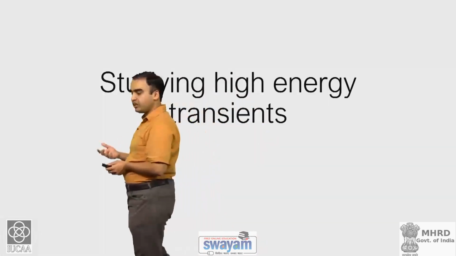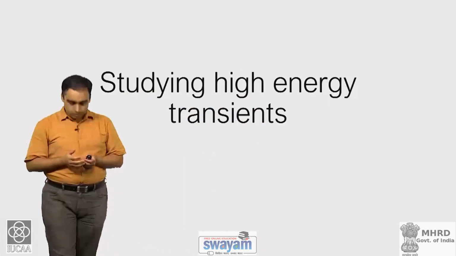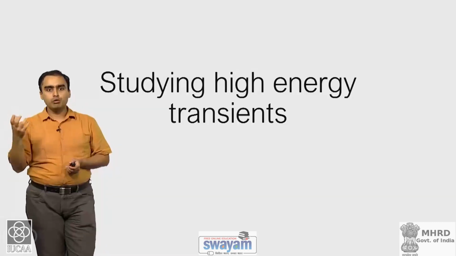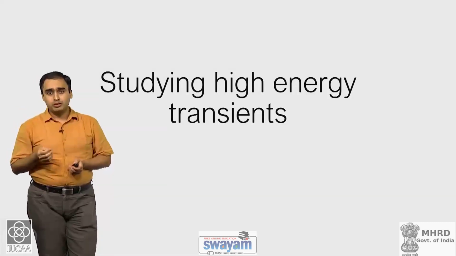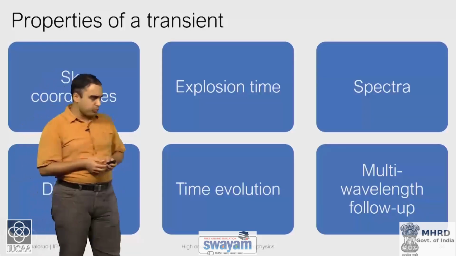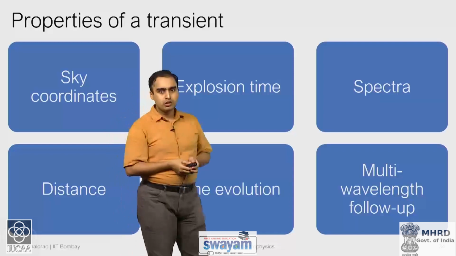us to our next component, which is how do you study high energy transients. Okay, so we have talked of some variables, we have talked of some transients. How do you actually go about observing them? And okay, why does it have to be something special? Well, what are the properties of a transient that we want to know?